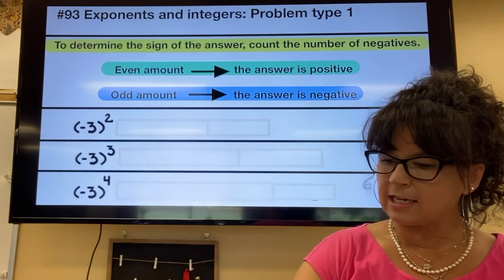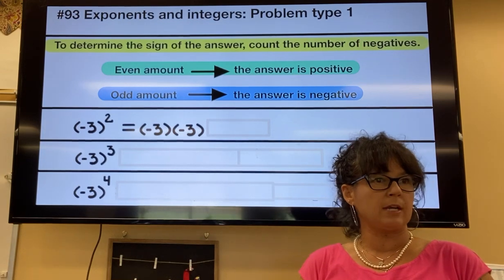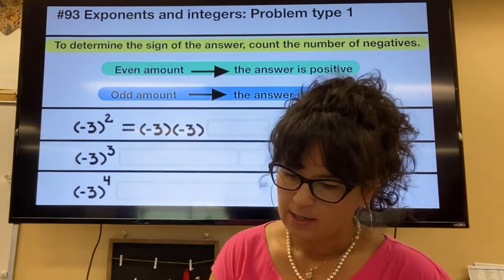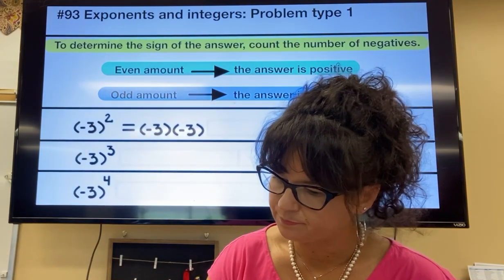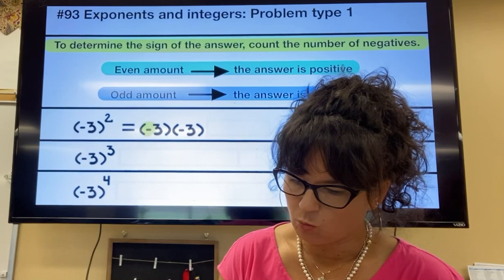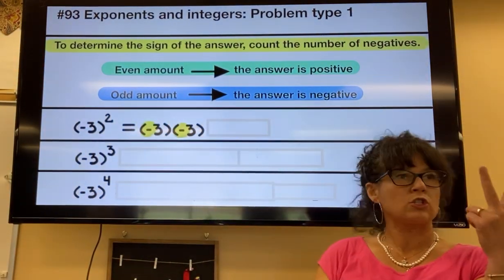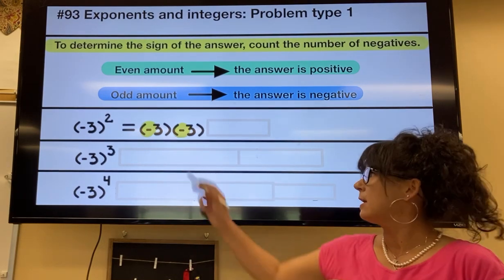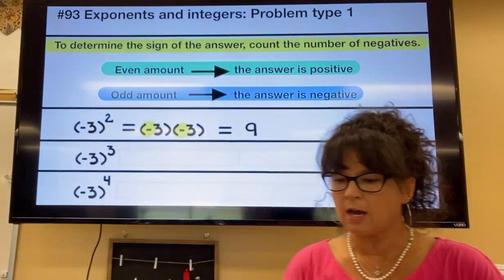If I have -3 squared, that means -3 times -3. I just count how many negatives there are. And in this particular problem, I have 1, 2 negatives. And since there's 2 negatives, which is an even number, my final answer is positive. And then 3 times 3 is 9. So I have positive 9.